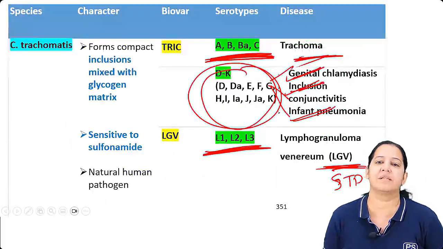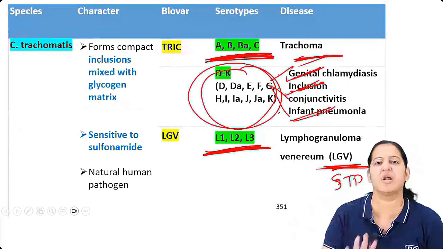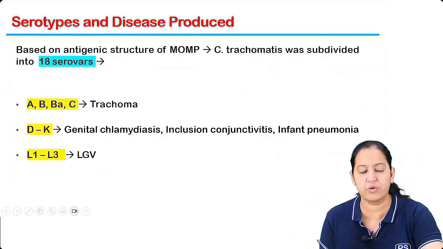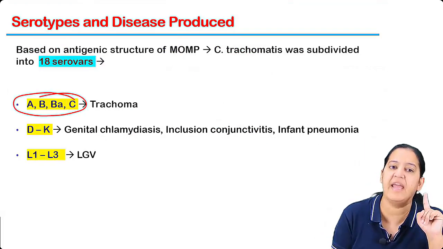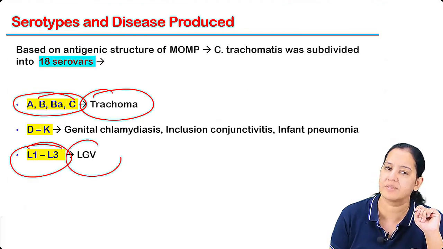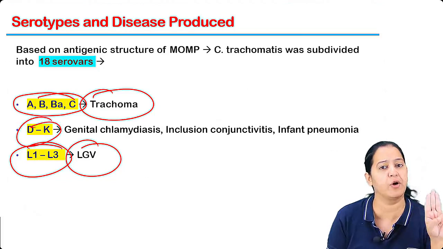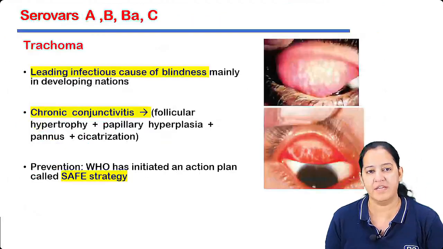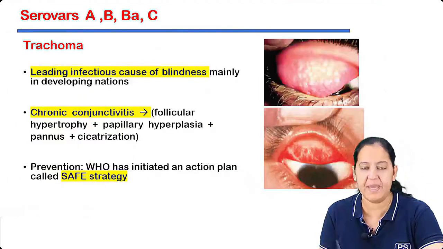So please learn, these are the diseases. Maximum questions are from here only. So which serotype causes what? A, B, Ba, and C cause trachoma. L1, L2, L3 cause LGV. D to K cause three diseases. You should know the names. Okay, so let's start with A, B, Ba, and C.